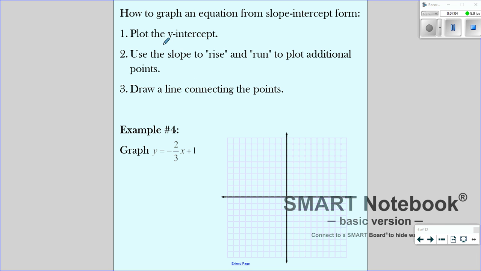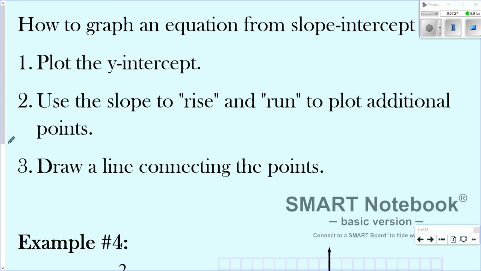All right, so now this is how to graph an equation from slope-intercept form. So first you plot the y-intercept, then you use the slope to rise and run to plot additional points, draw a line connecting the points, and of course you draw your arrows and then you label. So I'm going to extend this.